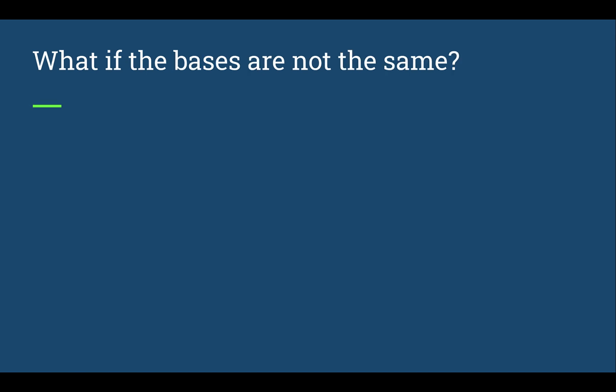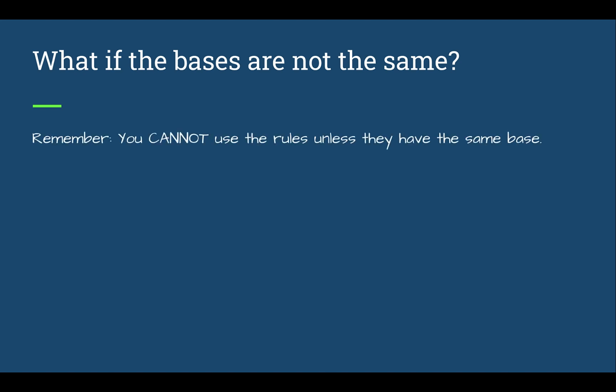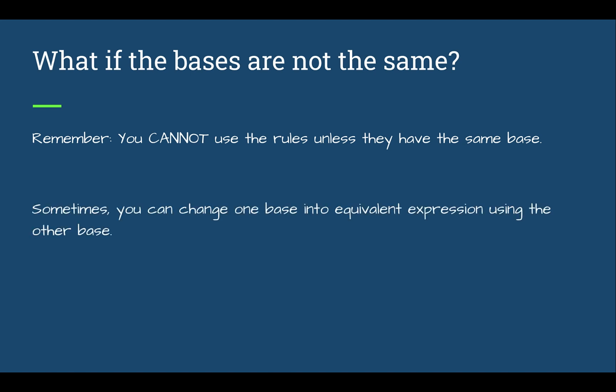Finally, what if you come across an instance where the bases are not the same? Remember, you cannot use the rules unless they have the same base. One thing you can do is sometimes change one base into an equivalent expression of the other base. This doesn't always work, but occasionally it does. So if we have 8 to the 4th times 2 to the 5th, you might be tempted to just add the exponents and get 9, but 8 and 2 are not the same base.